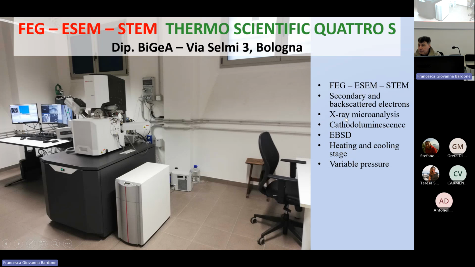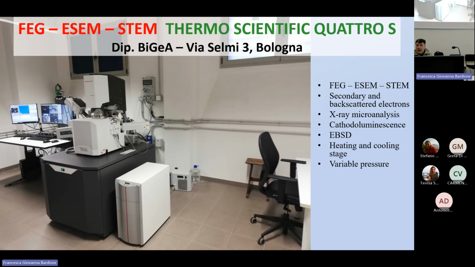Then we have X-ray microanalysis for chemical information. The same electrons produce ionization, and after the ionization, you have the production of X-rays. These X-rays are the fingerprint of the chemical elements. So if you detect these X-rays, you have a map of the elements which are inside the specimen. Then you can also have cathodoluminescence. You can produce light after the interaction. And if you produce light, you can map where the light comes from after the interaction.